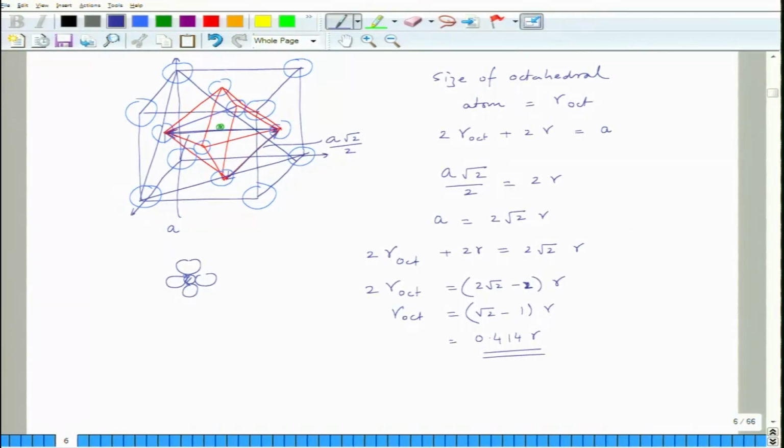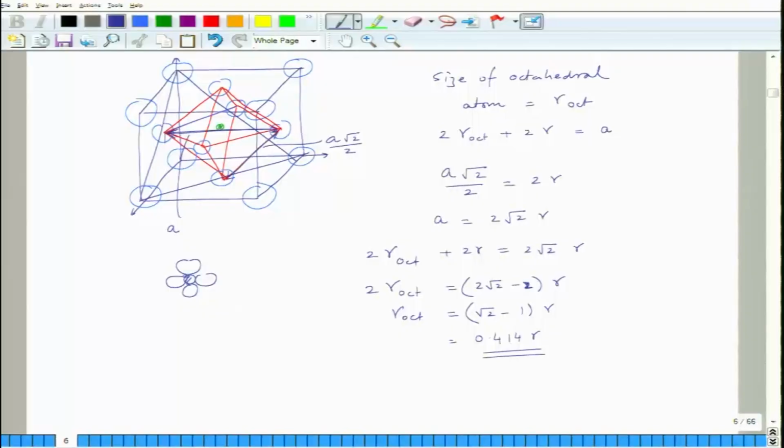So this is 2R oct, because remember this is 2 of R, which is diameter. So 2R oct plus 2R is equal to A, and we know that A root 2 divided by 2 is equal to 2R by the geometrical relationship of the FCC unit cell. Just replace A in terms of R, and what you get is R oct. So the maximum size of the atom that can fit an octahedral void is 0.414 of the radius of the host lattice, and the same is true for the hexagonal lattice as well. Similarly, we now need to find out the size of the tetrahedral atom.